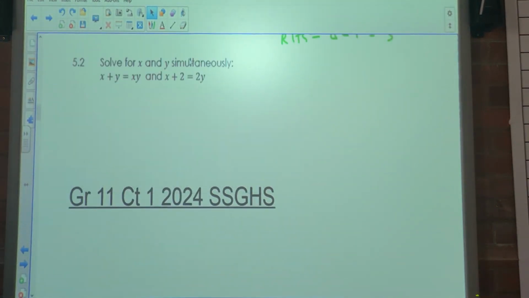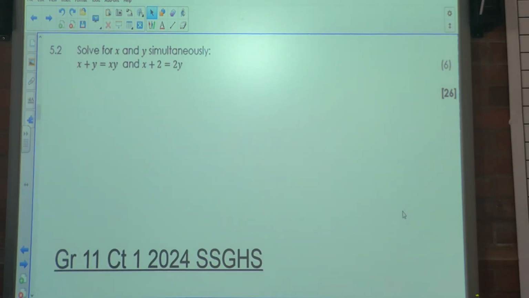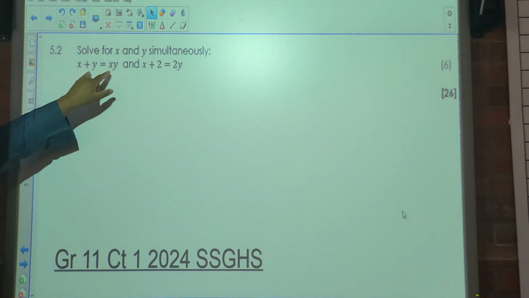People, simultaneous equations. Quite a bit of marks here, 6 marks. So solve x and y simultaneously, which means to say at the same time. So what we're going to do is we're either going to make x the subject of the formula, or we're going to make y the subject of the formula.